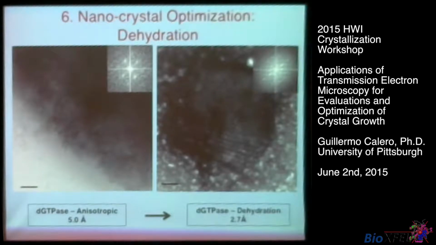We were able to do this because we could look at the solvent content of the crystals, and we thought maybe this is a good way to improve our diffraction. Of course, you can do this with crystals at the synchrotron, but if you have TEM and you can do these experiments, you can actually save a lot of time.